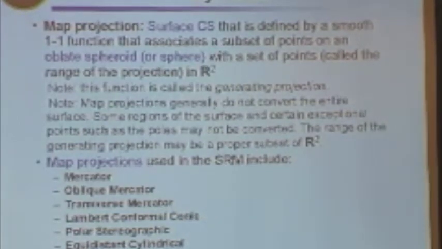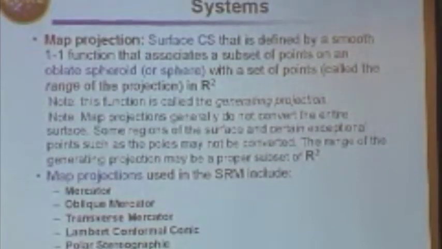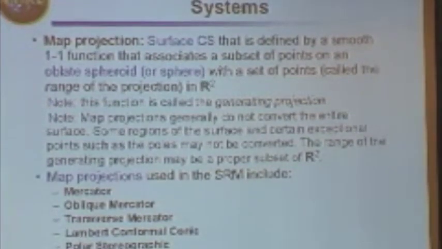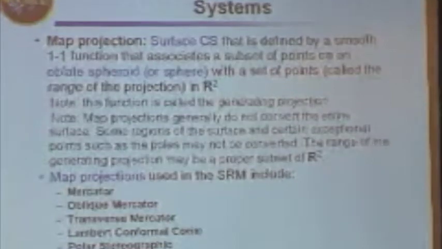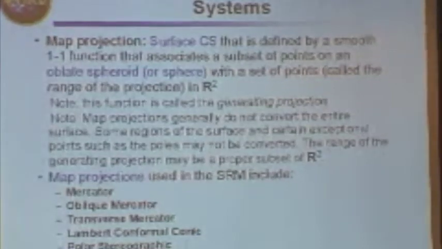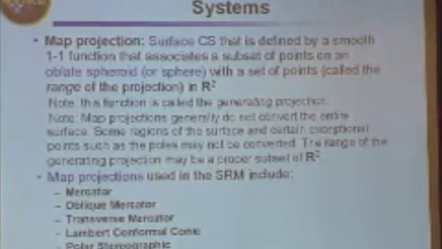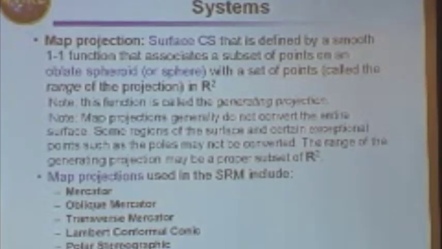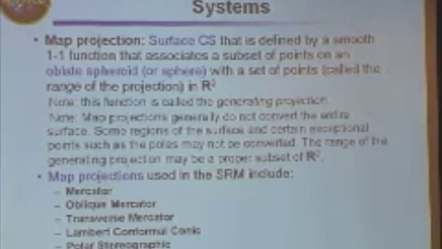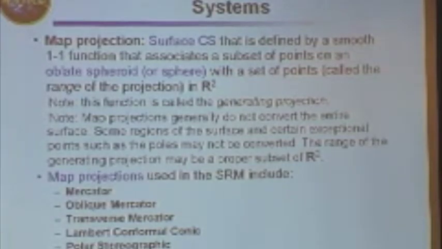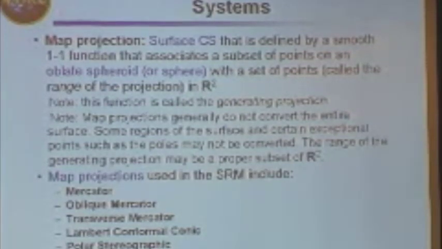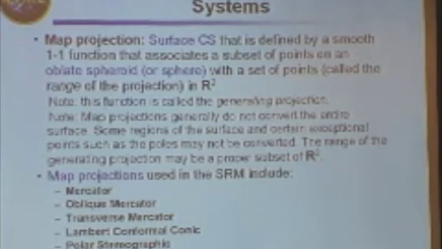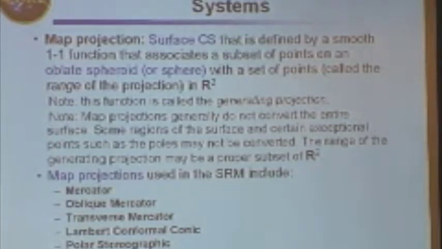A map projection is a surface coordinate system that's defined by a smooth one-to-one function that associates a subset of points on an oblate spheroid, or a special case, a sphere, with a set of points called the range of the projection. One-to-one is important because, again, any coordinate has to identify exactly one place, and any one place in the domain has to have exactly one coordinate set.